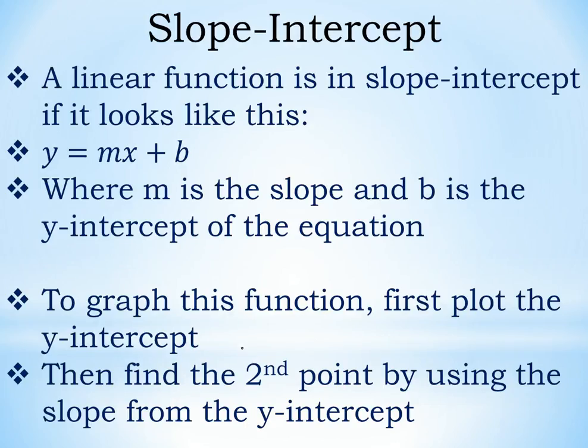Slope-intercept will look like this. Y equals mx plus b, where your m is your slope and b is what is considered the y-intercept of the equation. The y-intercept means where we would cross the y-axis.